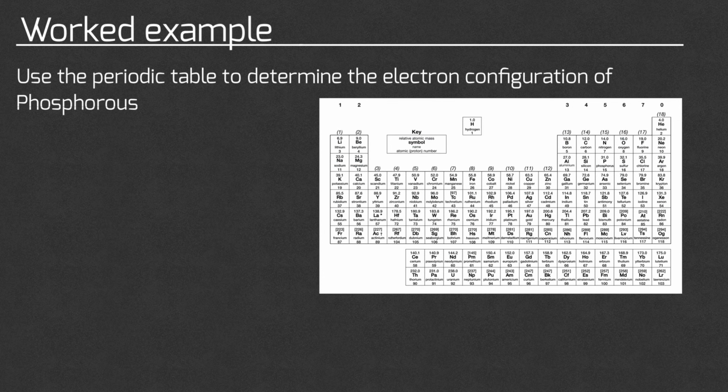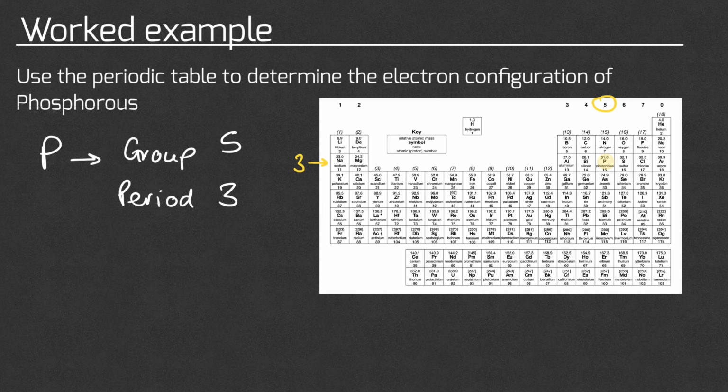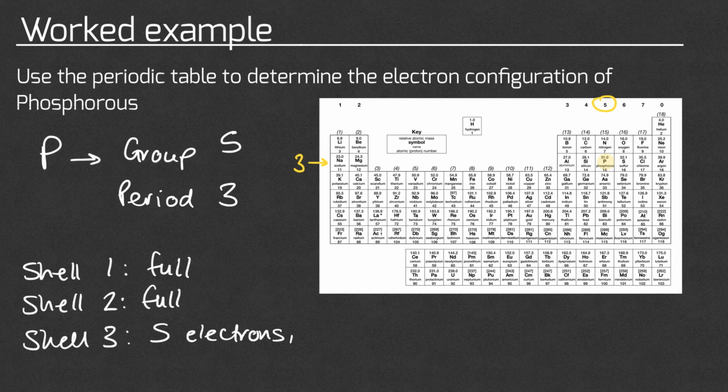We're now going to look at a worked example, so we're going to use the periodic table to determine the electron configuration of phosphorus. So it is in group 5 and period 3. Now we've identified that, we can use this to tell us some information about the electron shells. Because it's in period 3, it's going to have 3 electron shells. Because it's in group 5, its outer shell is only going to have 5 electrons in. So we know the first 2 shells must be full, and the third shell must have 5 electrons.